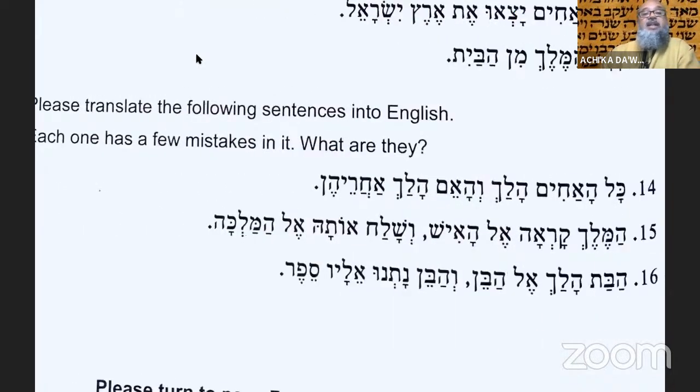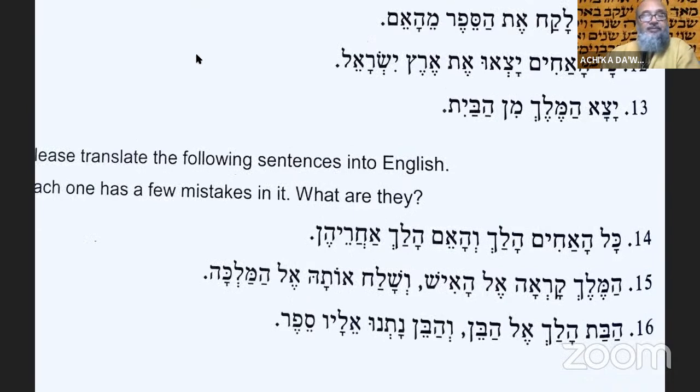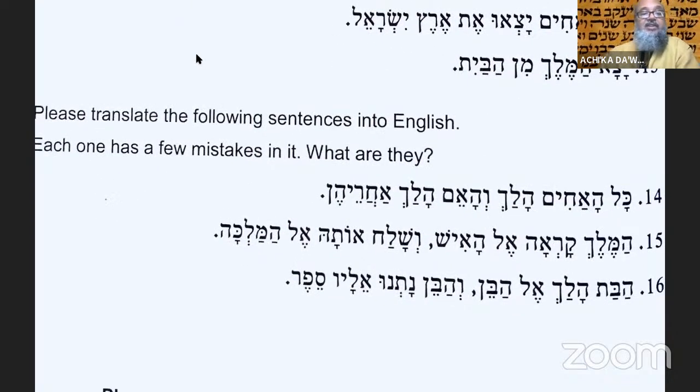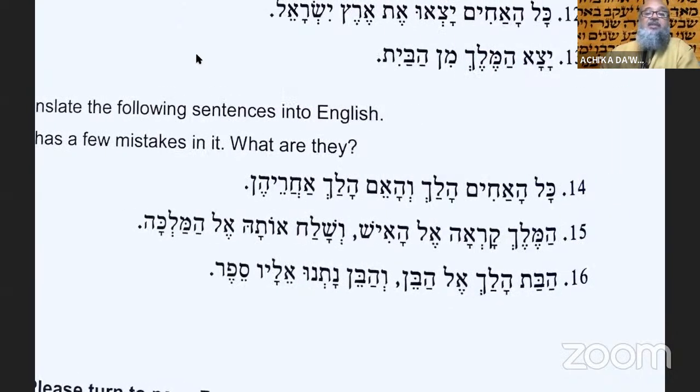Now, they're going to ask us some questions and we'll close with this. It says, please translate the following sentences into English. Each one has a few mistakes in it. What are they?